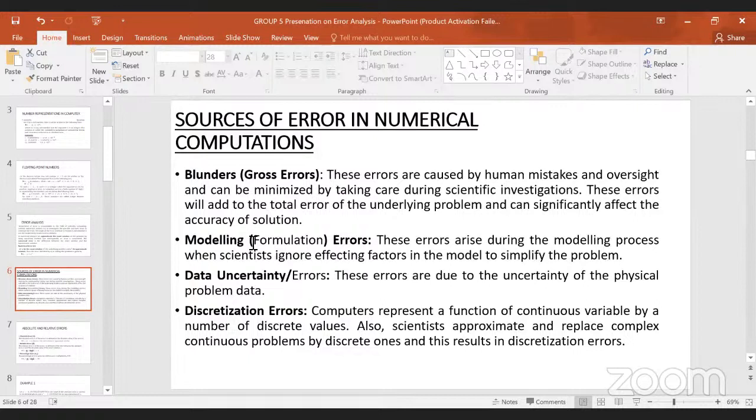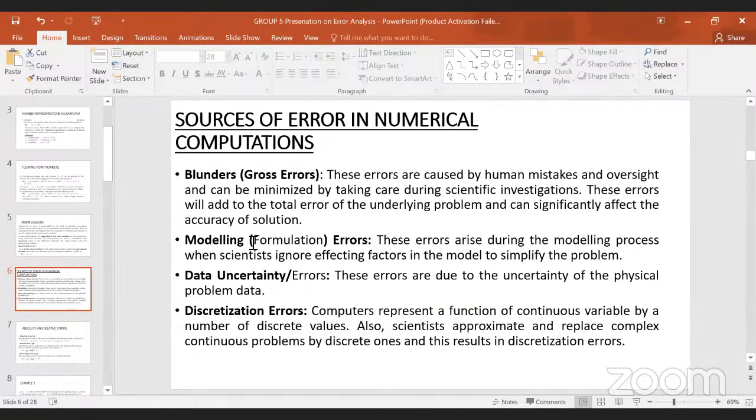Now, the blunder or gross errors are errors caused by human mistakes due to oversight. And this can be taken care of by doing scientific investigations. Because if we pay more attention to what we are doing, I think these errors can be reduced, since we all said they cannot be totally eradicated.